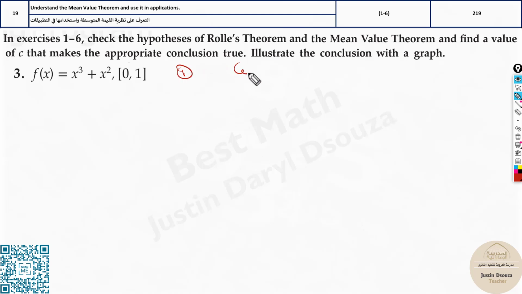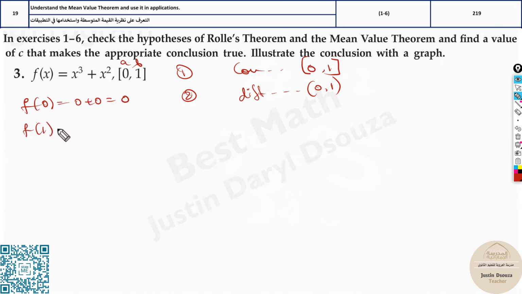Now first thing, continuity at [0, 1], closed brackets. Now this is also a polynomial, so differentiable at (0, 1). Next, we see whether f(a) and f(b) are equal. F of a is directly, I'll write 0. It will be 0 plus 0, that is 0. F of 1 will be 1 cubed plus 1 squared. That will be 1 plus 1, it's 2, because 1 to the power of anything is 1 itself. Now these both are not equal, so f of a is equal to 0.